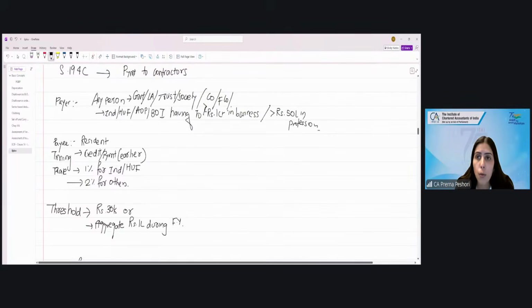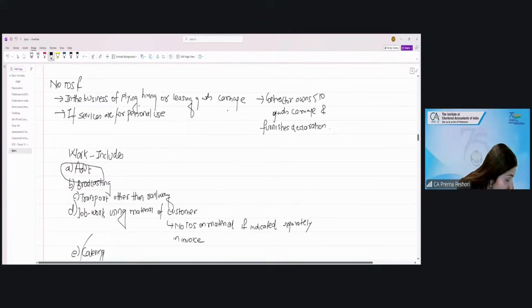So, it says that contract of work. Now, what is work? Work is defined. Work includes, it's an inclusive definition. It includes the advertising, broadcasting and telecasting, including the production of programs, carriage of goods or passengers by any mode of transport other than railway, catering, right?